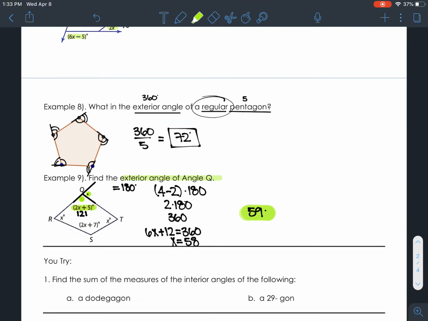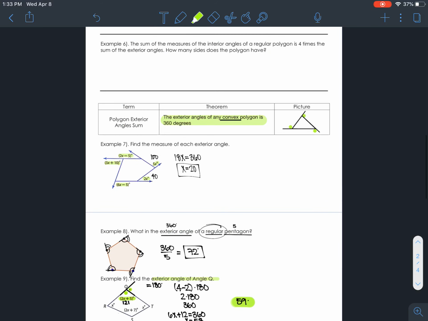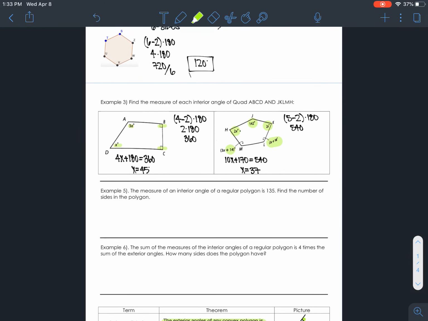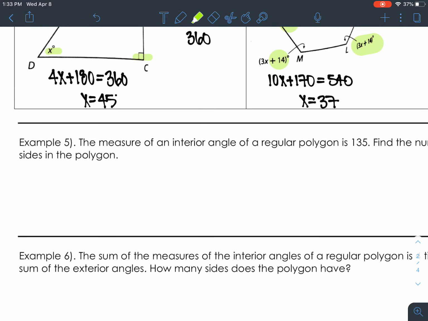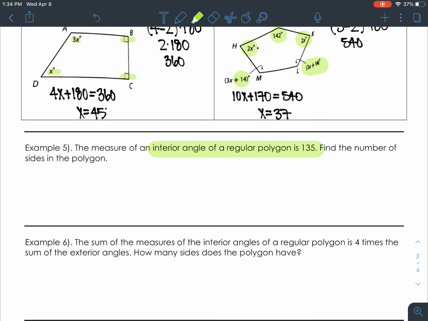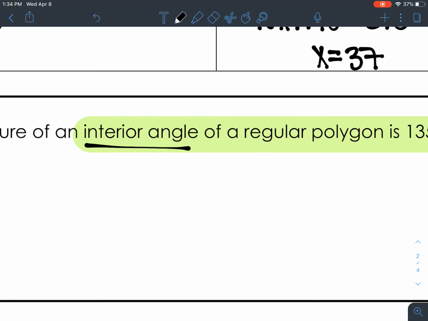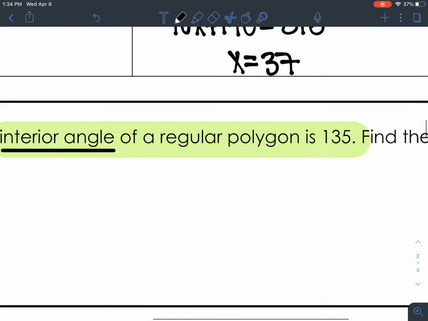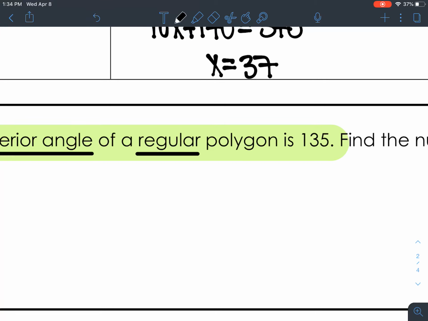Okay, so we're actually going to come back up to example 5 and example 6. Example 5 says the measure of an interior angle of a regular polygon is 135. Find the number of sides of the polygon. So here's the deal. It says that it's an interior angle, but we don't know how many angles that polygon has. We do know that it's regular, which means that that polygon's angles all have to be congruent.